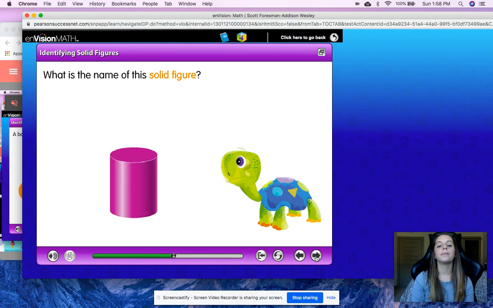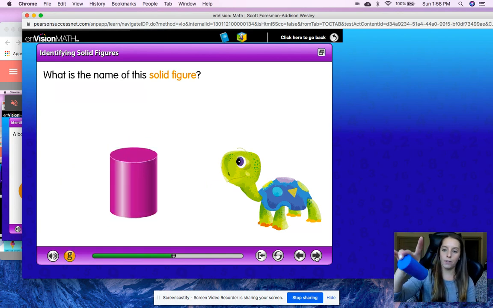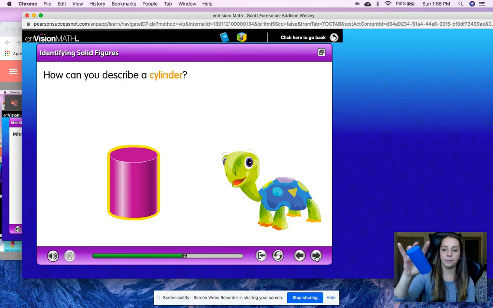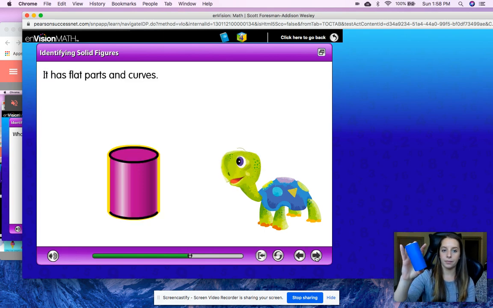What is the name of this solid figure? All right. Not sure if you guys have ever seen something like this before, but this is our next solid figure. If you know the name, I want you to call it out. It is a cylinder. Say that with me, cylinder. How can you describe a cylinder? It has flat parts and curves.